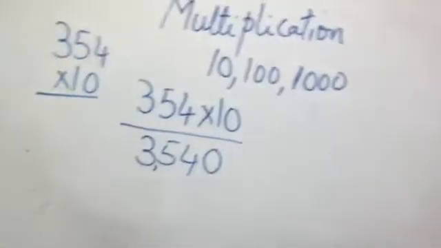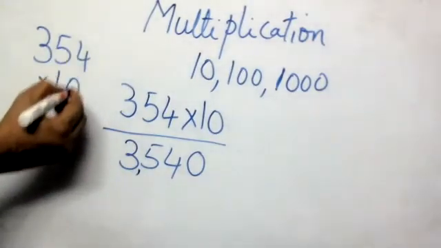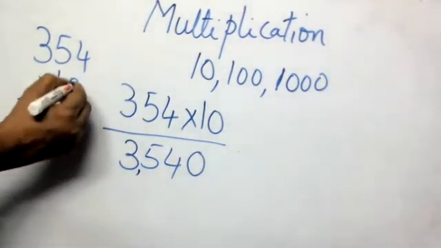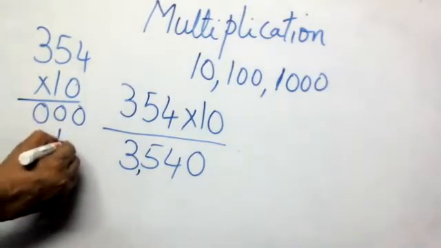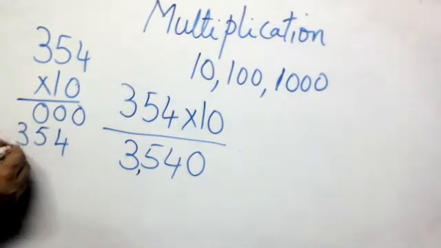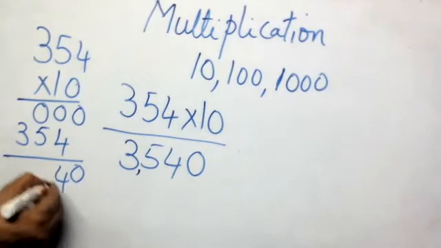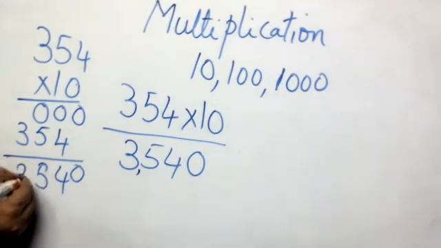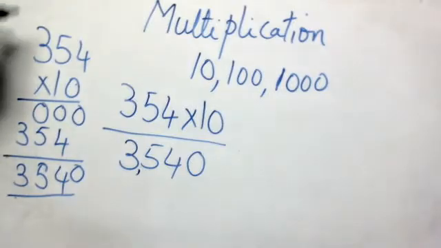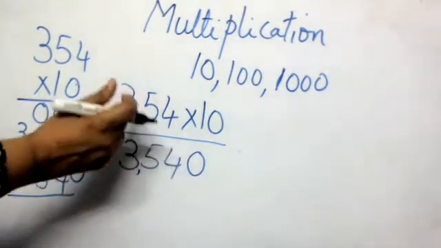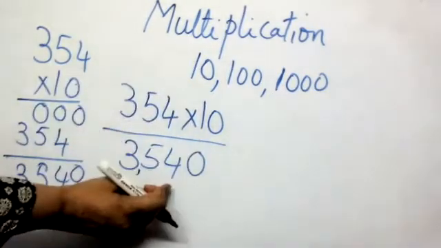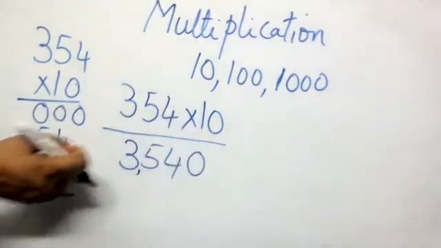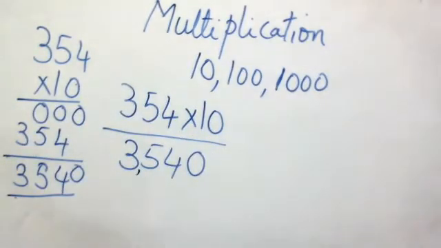You have to do this 354 into 10. 0 4s are 0, 0 5s are 0, 0 3s are 0. Then the second place, 4, 5, 3. The answer is the same, 3540. So instead of going through the long method, we can go through the short method, wherein if we multiply 1 with 354, it is 354. Then whatever numbers you multiply with 0, you get 0. So that is the short method.